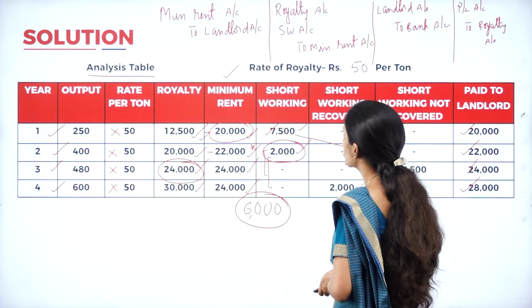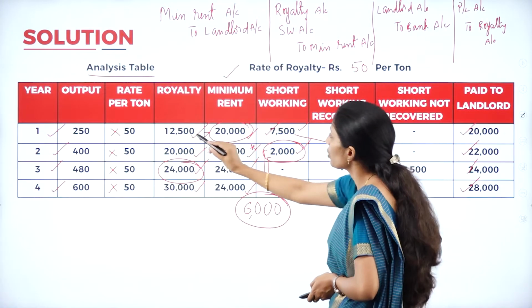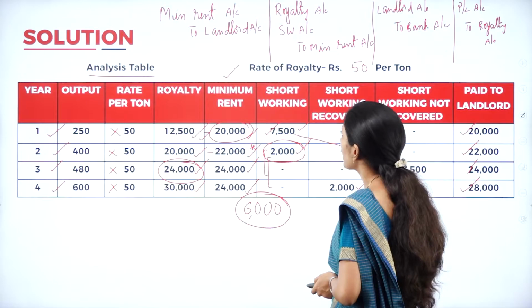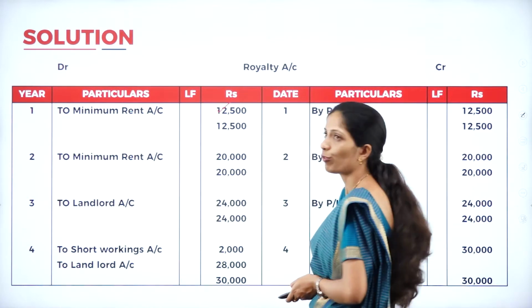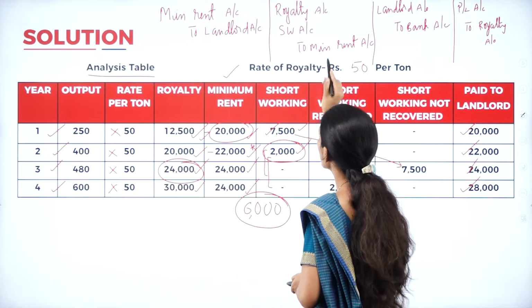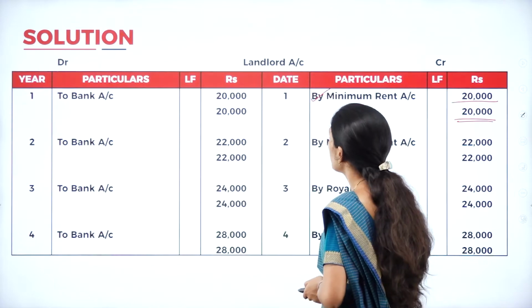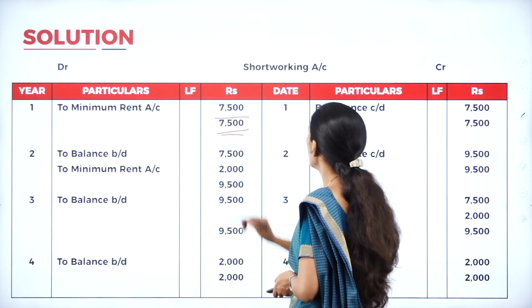Now come to the next one. So in royalty, how do you write? Royalty account 12,500 to minimum rent. So in royalty account, you will write to minimum rent. That is how much? 12,500. Next, under short workings, to minimum rent, short workings is 7,500. So in short workings, that is to minimum rent 7,500.